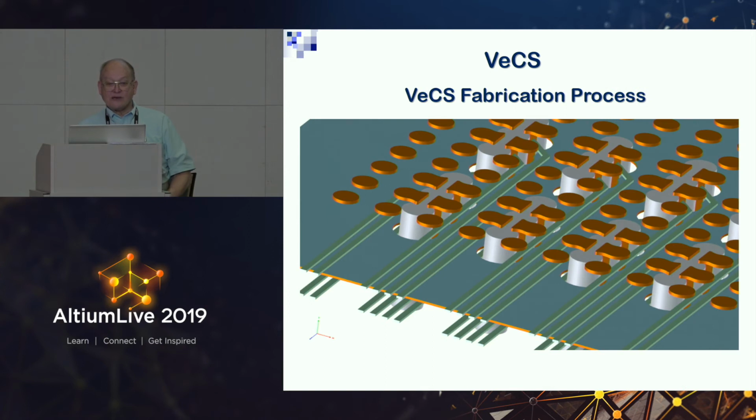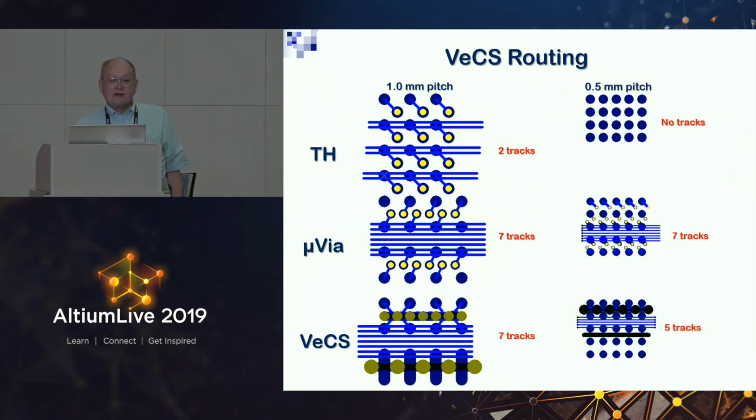The kind of an isometric view. Here's the comparison of through hole in terms of routing at 1 millimeter pitch and 0.5 millimeter pitch, and HDI, which is the microvia, and the VeCS. And you can see that the VeCS at 1 millimeter pitch has the same separate tracks as microvias. At 0.5, it can get only 5 tracks, but the microvia can get 7 tracks.